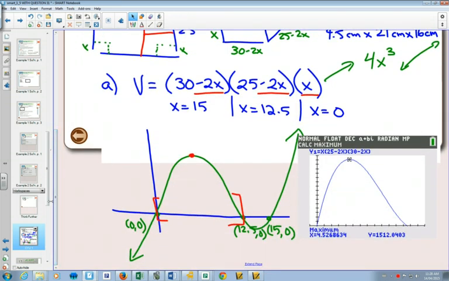Just something about our graph, it's always good to label the things represented. When we graph this, this volume is what is on our y-axis. And our x-axis, our x here, is actually the height of the box. So we should write height below that graph as well.